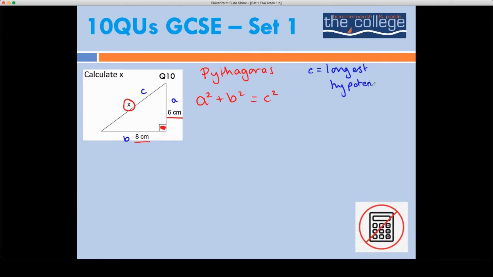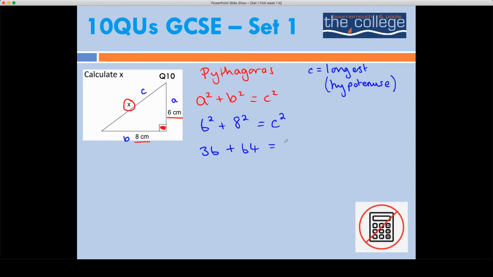Okay, which you may have come across if you've done any sort of trigonometry at all, but the technical name is hypotenuse, but this is Pythagoras. So we're going to take the a value, 6, and square it. We're going to add it to the b value of 8 squared, and we're going to try and get a value, the c squared. 6 squared is 36. Okay, 8 squared, 8 times 8 is 64.